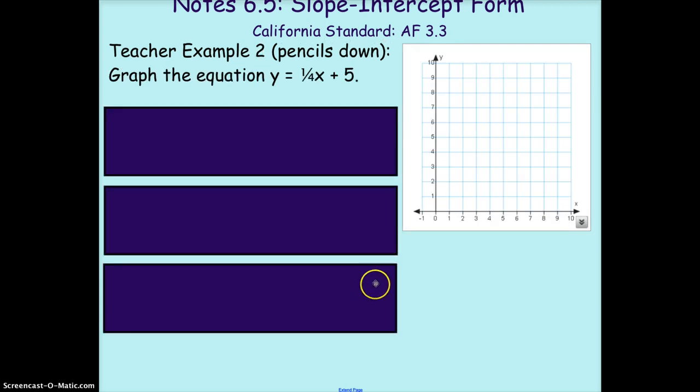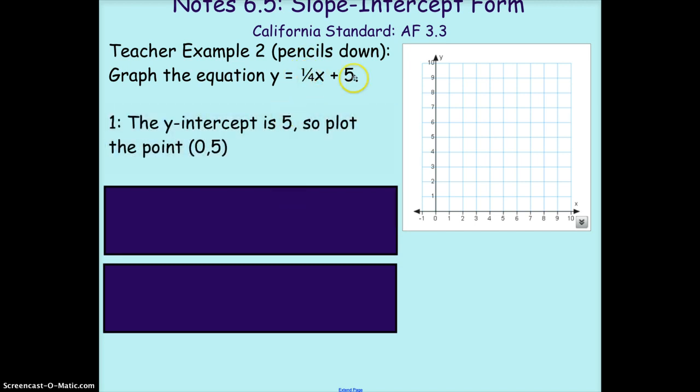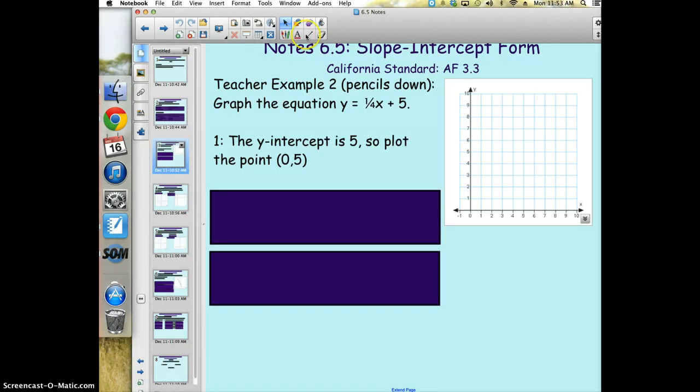Okay, now we're going to take it one step further and graph it. So first we need to find our m and our b, which of course m is 1/4, b is 5. Then we can start by plotting the 5, which is the y-intercept, which means it crosses the y-axis at 5, so the ordered pair is (0, 5). Let me put a point on here for you. Right there at (0, 5).